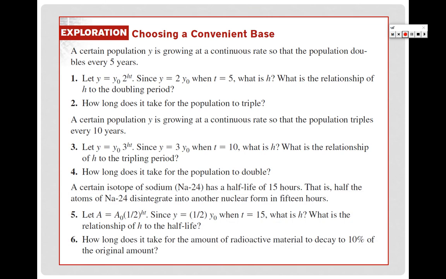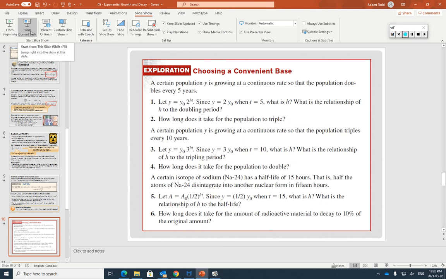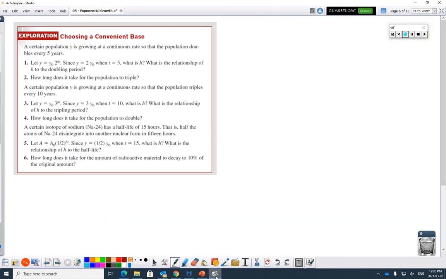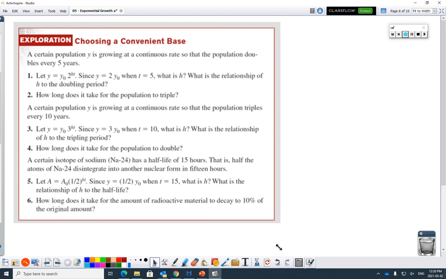Right back to the exploration, which will start to give you a feel for what all these letters are that are flying around here. Choosing a convenient base, and I'm going to make this full size. I hope that's going to leave me enough space, but I want to be able to read this. A certain population y is growing at a continuous rate, so the population doubles every 5 years. So they've done some study. Let's just imagine this is some town. Maybe it's the town in the WandaVision show, and they've noticed that every 5 years this population is doubling. Maybe this is the population of rabbits. Maybe this is the number of coronavirus cases, whatever you're talking about. But some population doubles every 5 years.